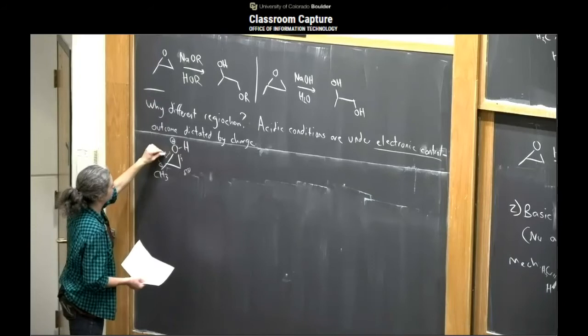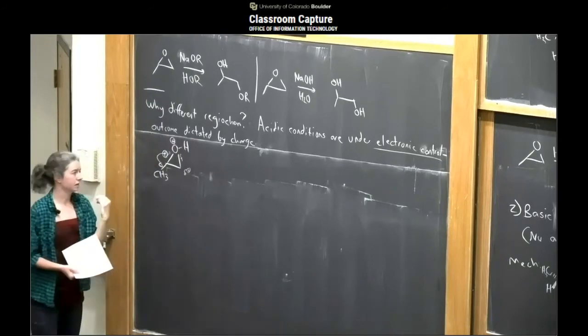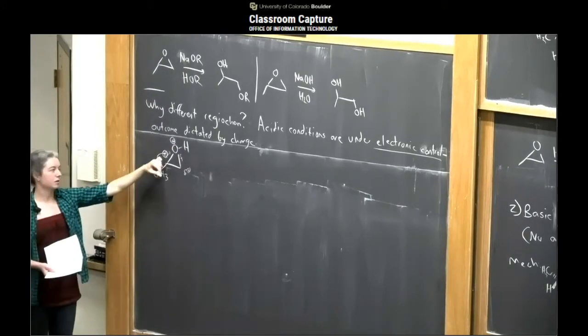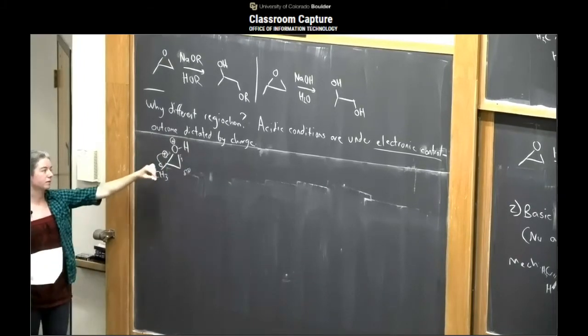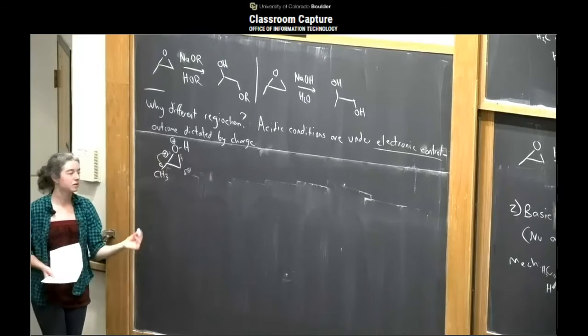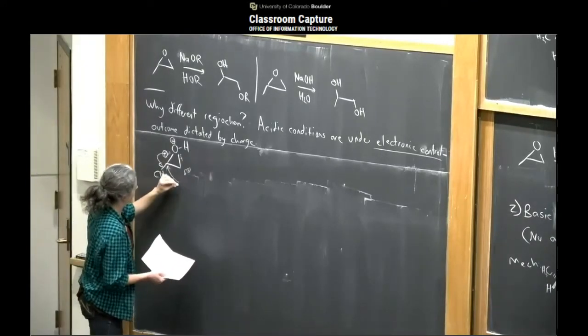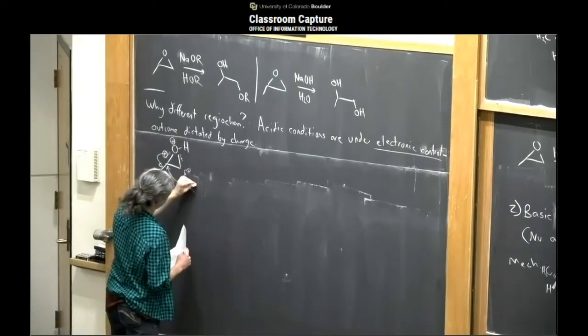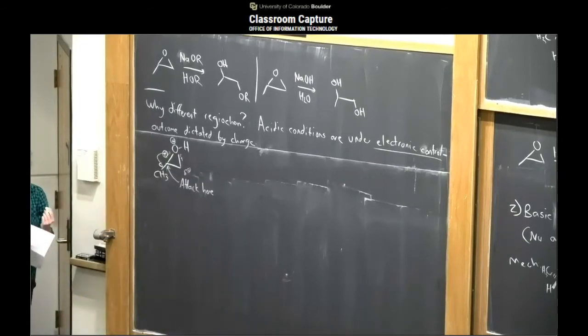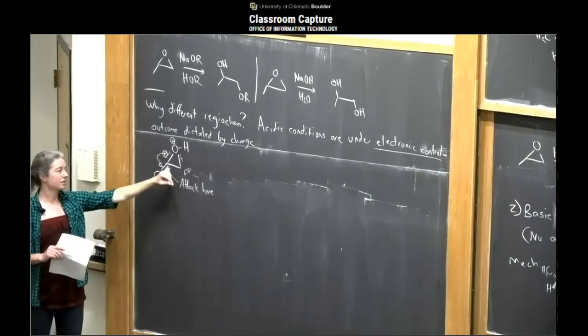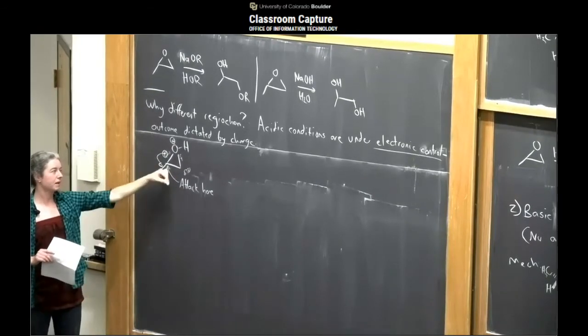This one here has a much bigger delta positive. So bigger delta positive means that when the attack happens, when it's got to attack one or the other of the two carbons, the attack's going to happen there. All right, so that's kind of what's going on with the positive charged ring.